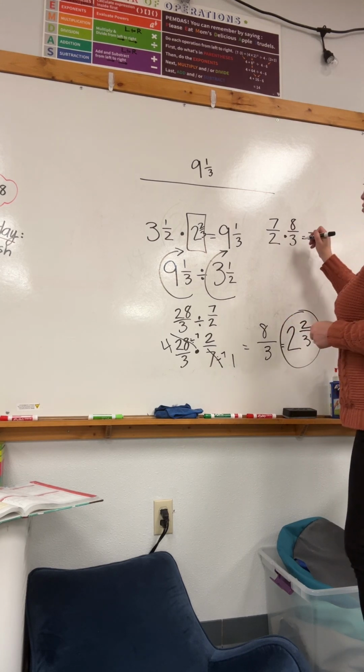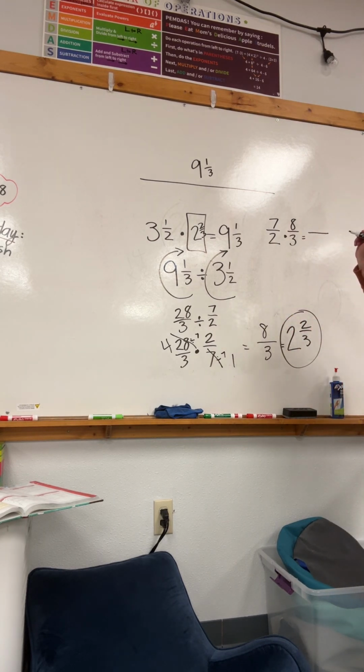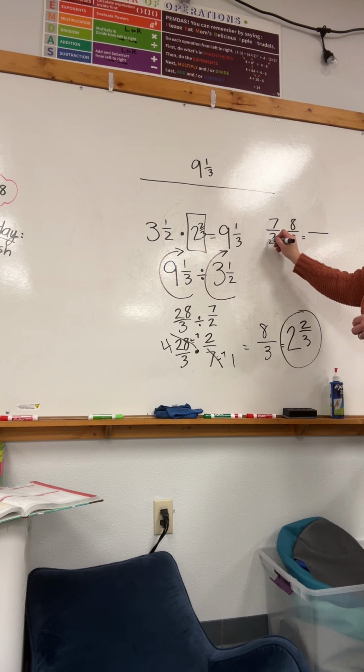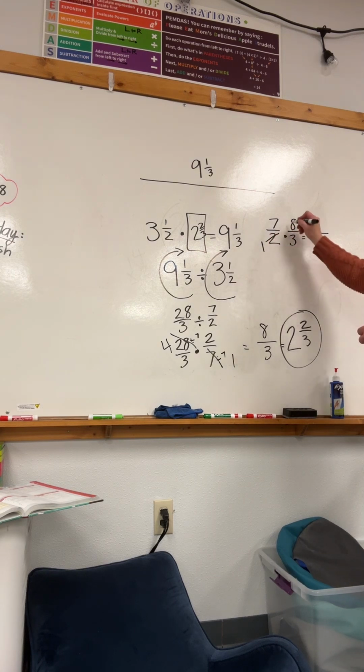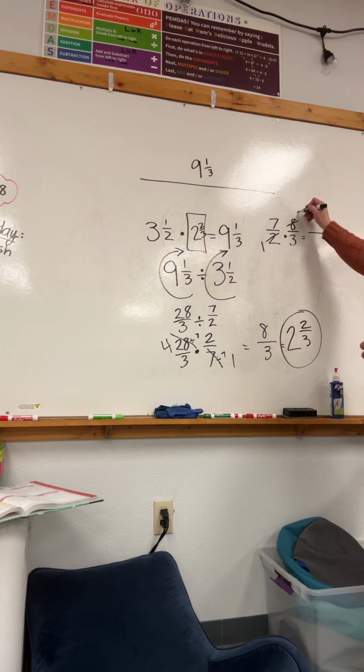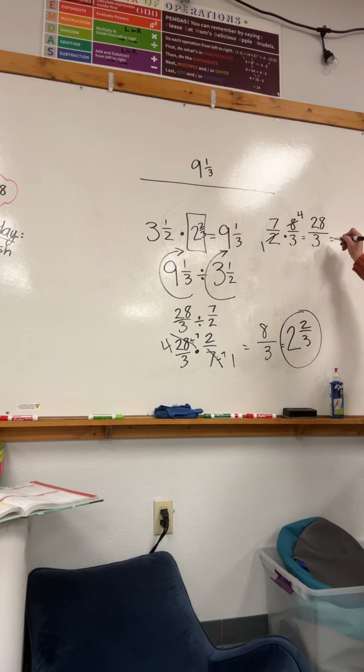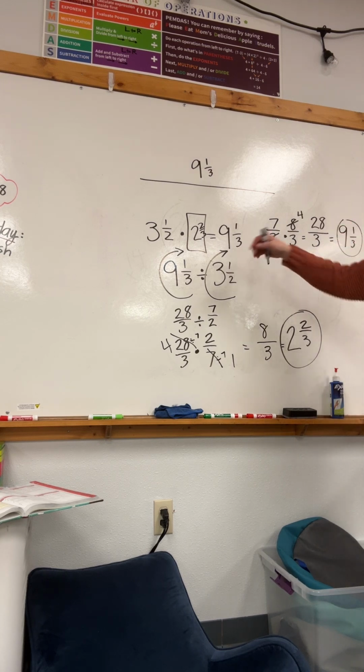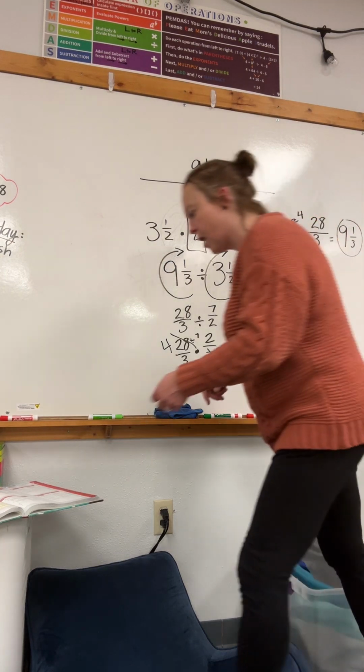We're going to multiply straight across, but before I do that though, I'm going to reduce because 8 and 2 both have 2 in common. 2 divided by 2 is 1. 8 divided by 2 is 4. 28 over 3. I know that 3 can go into 28 9 whole times, and I have 1 left over. Did I get the same answer I was hoping to get? I did. That means that my answer is correct.